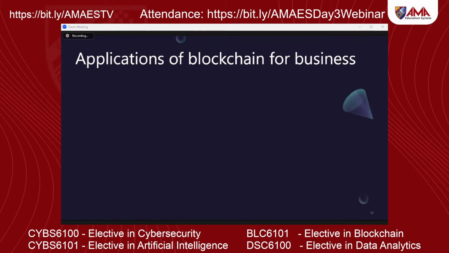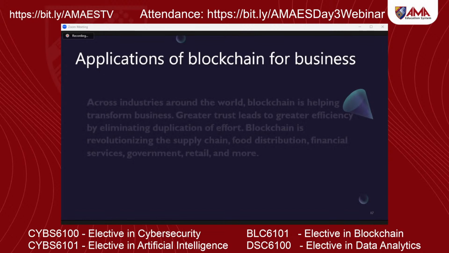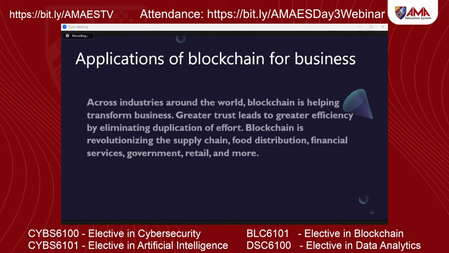So what is the application of blockchain for business naman? Kumbaga, business value. So across industries around the world, blockchain is helping transform business, from greater trust to greater efficiency by eliminating duplication of effort. Blockchain is revolutionizing the supply chain, food distribution, financial services, government, retail, and more.